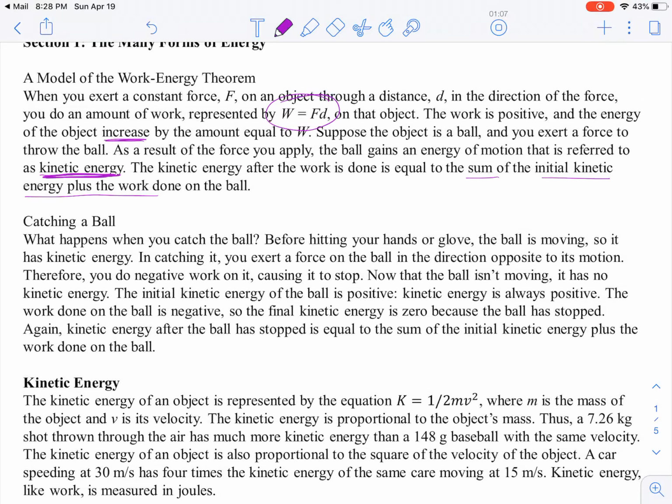Catching a ball. What happens when you catch a ball? Before hitting your hands or glove, the ball is moving, so it has kinetic energy. In catching it, you exert a force on the ball in the opposite direction to its motion. Therefore, you do negative work. Again, the negative here just implies the direction that it is being applied. Now, if the ball isn't moving, it has no kinetic energy. The initial kinetic energy of the ball is positive. The kinetic energy is always positive. The work done on the ball is negative, so the final kinetic energy is 0 because the ball has stopped.